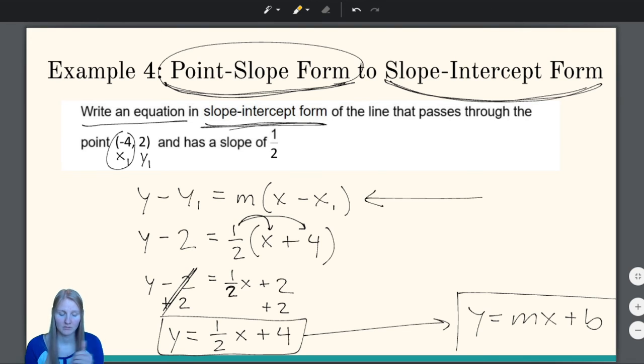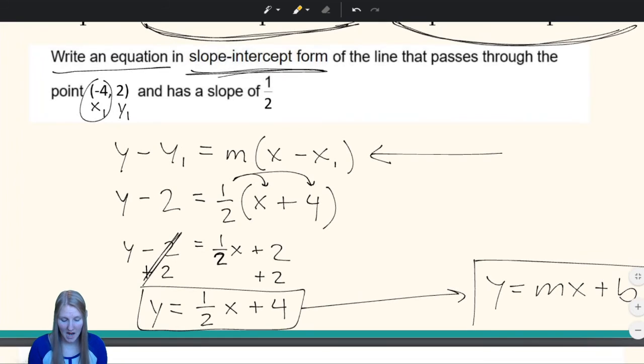We got y minus y1 equals m times x minus x1. That's our point slope form. And then we distributed the slope. We multiplied 1/2 times x, 1/2 times 4. And that got us y minus 2 equals 1/2 x plus 2.